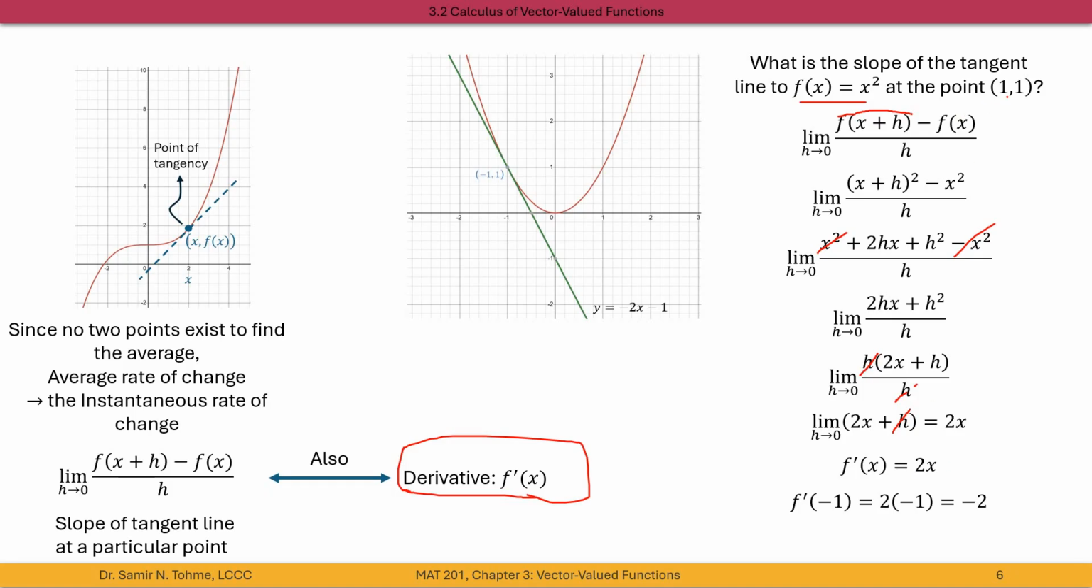Now let's replace the point x equal to minus 1. Replace minus 1 in the derivative, and you will get minus 2. Minus 2 is the slope of this tangent line at this particular point.